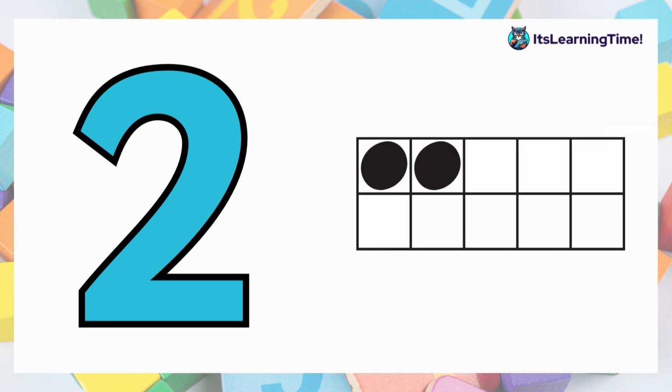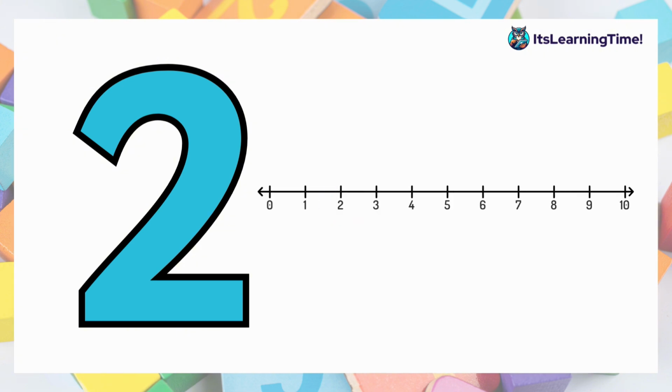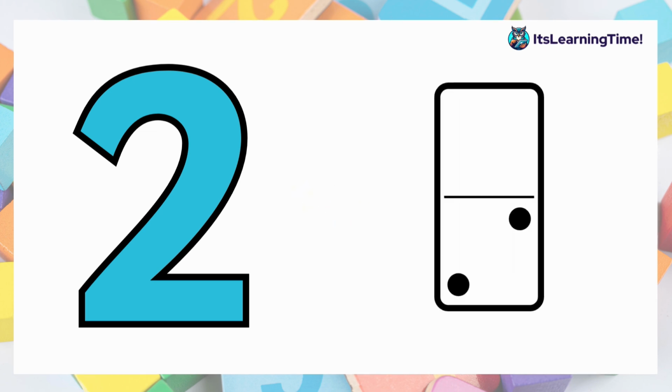Here's 2 on a 10 frame. And here is 2 on a die. We have 2 on a number line. And 2 on a domino.